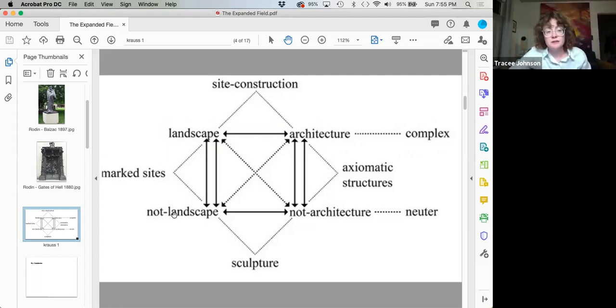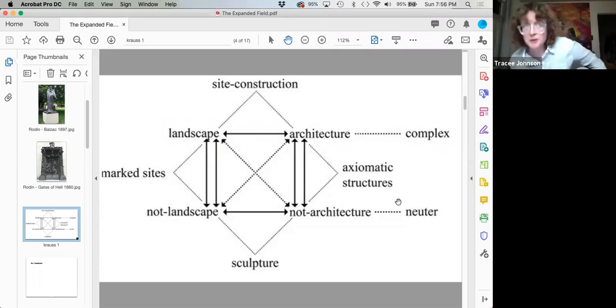So marked sites, as we can see, she's defining as living between being a landscape, but also not a landscape. Okay, so we'll get into that. Things that are landscapes, but not landscapes. Site construction are things that are landscape and architecture combined. And then axiomatic structures, or you can even just think of these as structures, structure sites, are things that are architectural and not architectural. So just like marked sites, they are that thing, but they're also not that thing.